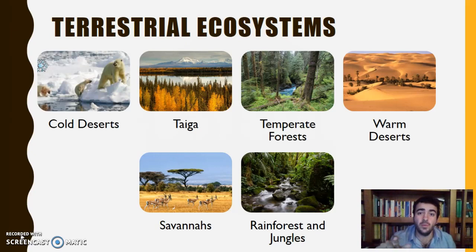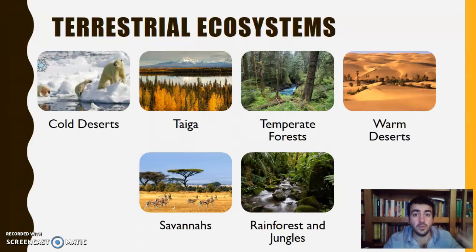Now in this class number 3 we're going to talk about 3 terrestrial ecosystems, and in the next class the other 3, okay? Because if not, it would be very long, okay? So the cold deserts, like the North Pole, okay? The taiga, we will talk about what taiga is. Temperate forests, what we usually call forests, warm deserts, okay? The deserts, savanna, and rainforests and jungle. Okay, these are like the most common terrestrial ecosystems in the world.